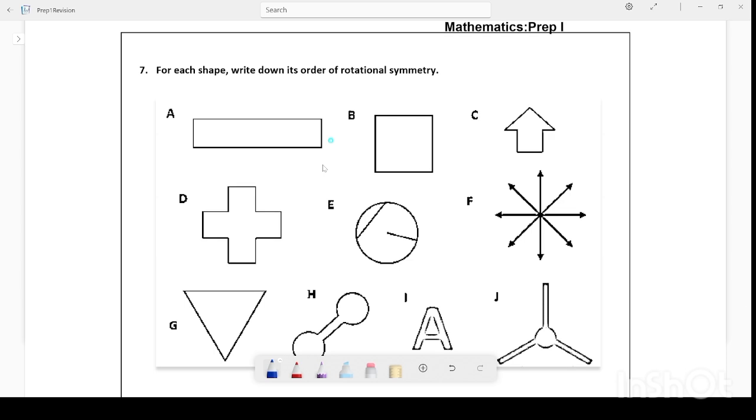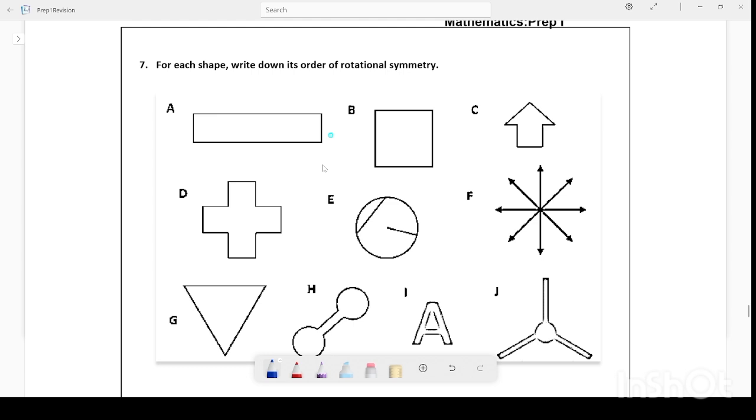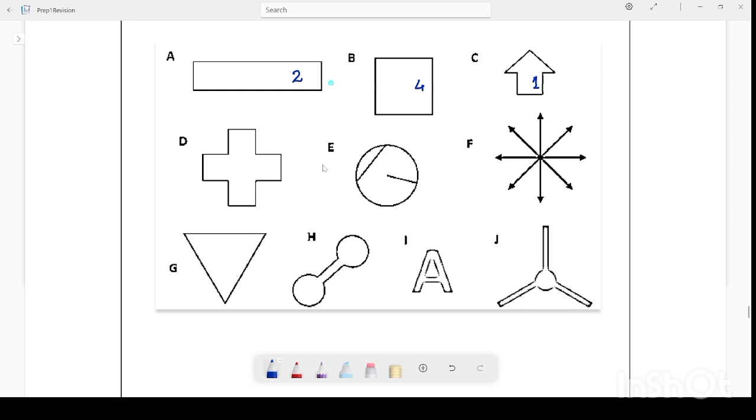Now there are the points for each shape. Write down its order of rotational symmetry. We have done the rectangle. Its order of rotational symmetry was 2. The order of rotational symmetry of a square was 4, and it has an arrow on one side, so its order of rotational symmetry is 1. This is a circle, but there are lines on it, so it is not a unique shape. That's why its order of rotational symmetry is 1.